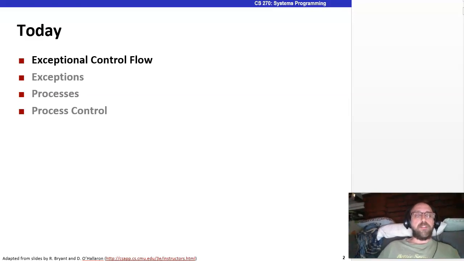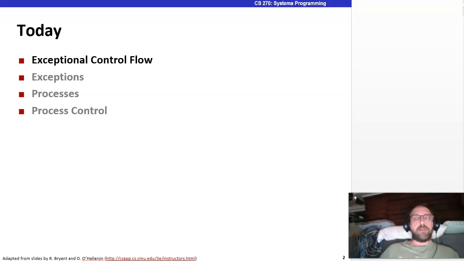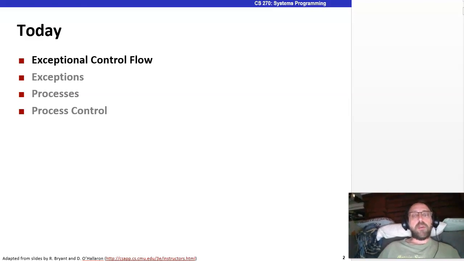Welcome back to CS270. In this video, I'm going to talk a little bit about exceptional control flow and about some of the low-level support for exceptional control flow on the processor, that is to say, exceptions. In a later video, I'll talk about processes, controlling processes, and then in more detail about signals.